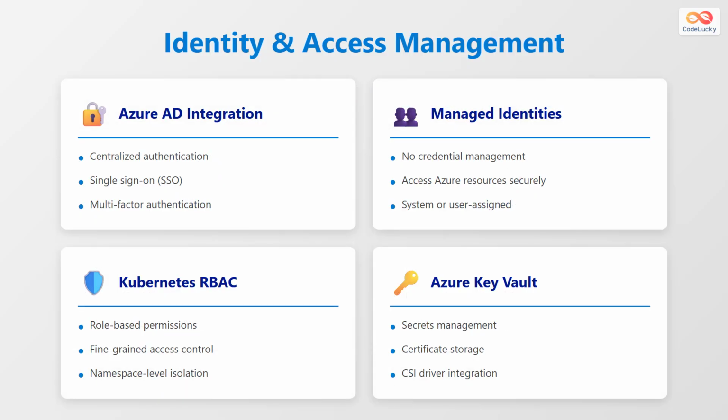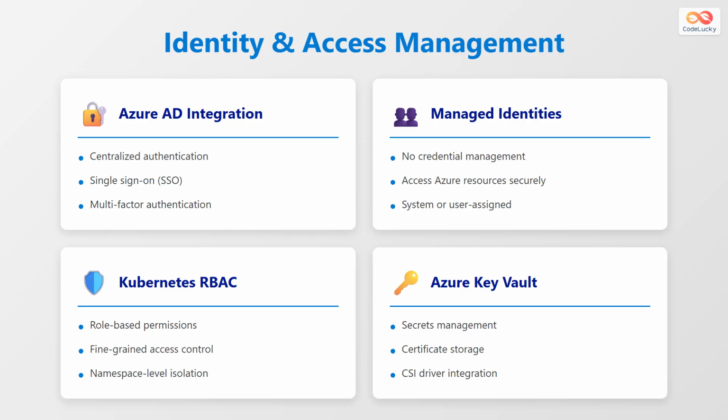Security and access control in AKS rely on multiple integrated identity and access management features. Azure Active Directory integration provides centralized authentication across your organization, supporting single sign-on and multi-factor authentication for enhanced security. Managed identities eliminate the need to manage credentials manually. They allow your AKS cluster and applications to access Azure resources securely. You can use system-assigned identities that are tied to the cluster lifecycle or user-assigned identities for more control.